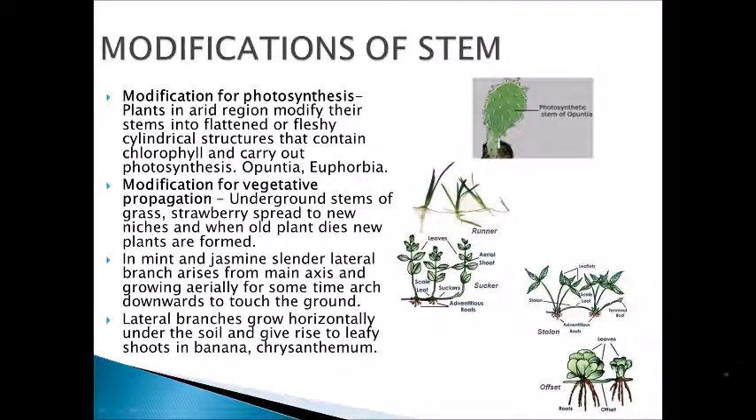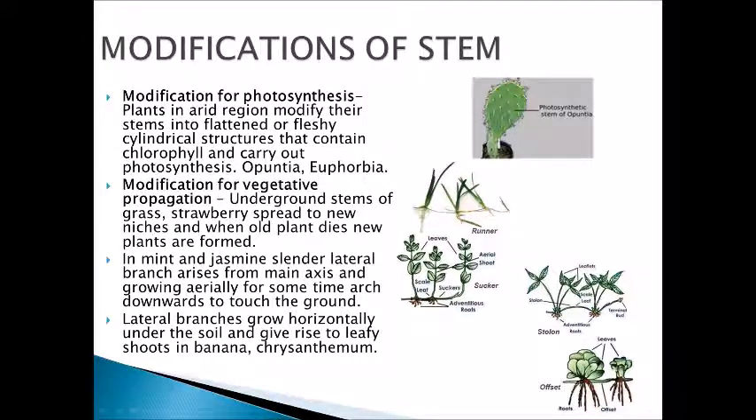In mint and jasmine, slender lateral branches arising from the main axis grow aerially for some time, then arc downwards to touch the ground. Here you can see this is the main stem. From that the branch is forming an arc-like structure, and when it touches the ground, after growing in the air for some time, it grows again underground, giving rise to the new plant.